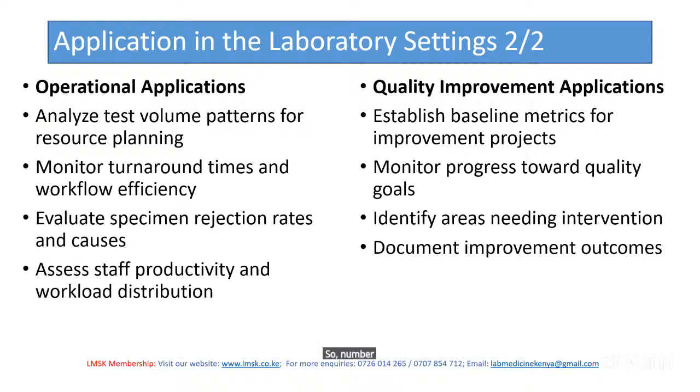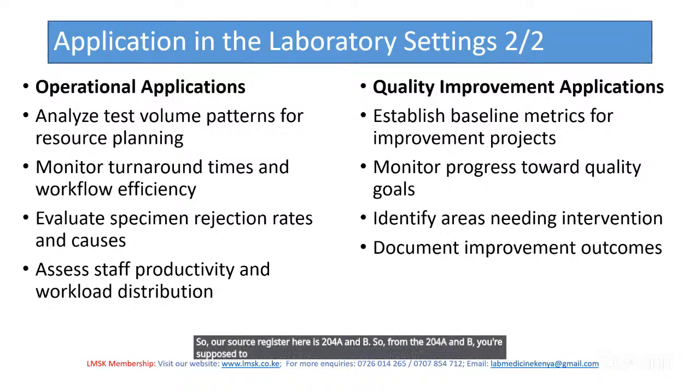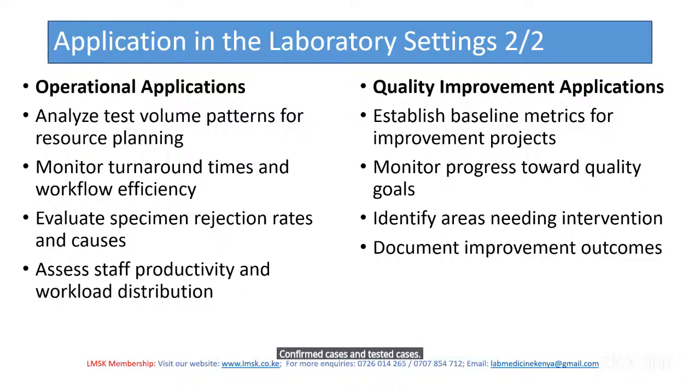So number one, we've got MOH 204 A and B, which are the outpatient registers. We've got MOH 705 A and B, which are the OPD monthly summary. Then we've got MOH 240B, that is the laboratory register. So our source register here is 204 A and B. From the 204 A and B, you are supposed to get the suspected cases, confirmed cases, and tested cases. Someone who is suspected is supposed to be tested for them to be confirmed.